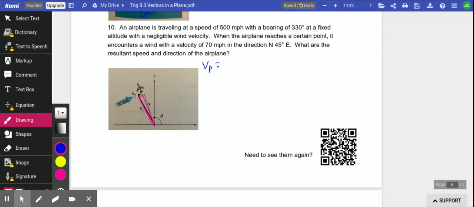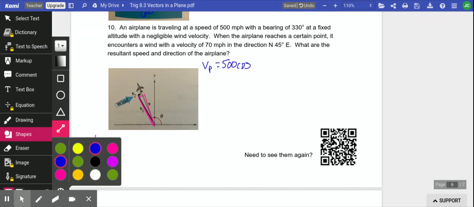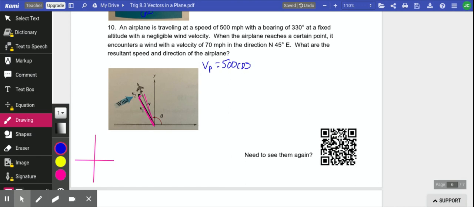Okay, so first we're going to find the vector of the plane. This is similar to 2 problems ago. We need to do the magnitude, 500. And then to get our x component, we have to do the cosine of its angle. Oh, but its angle, it's a bearing of 330. Let me draw this down here. But this is an airplane bearing. So remember, airplane bearings happen from the north, and it's going 330. Okay, that's where it's at.